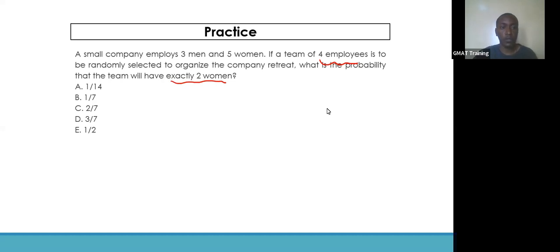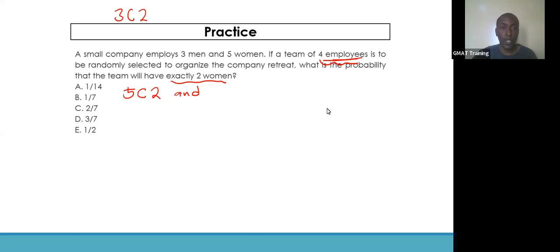So what's the best way to approach this? First, think of combinatorics. If you say 3 choose 2, think of it in terms of choosing 2, the C meaning choosing. If you're picking exactly 2 women, we can't pick women from men. We have to pick from the 5 women. Let's choose 2. And then since you need 4 employees on the committee to organize this company retreat, we have to choose the rest that are also men.